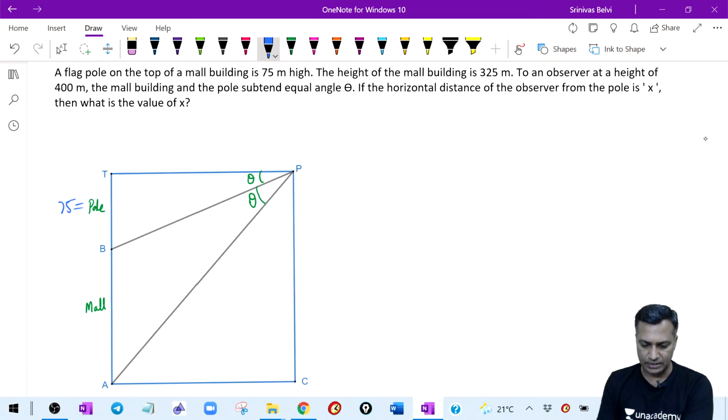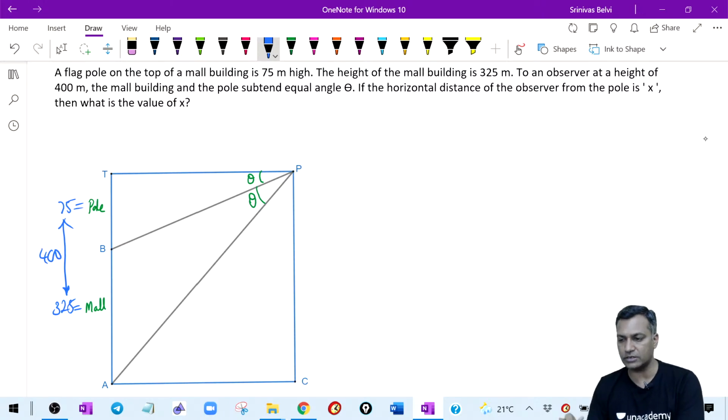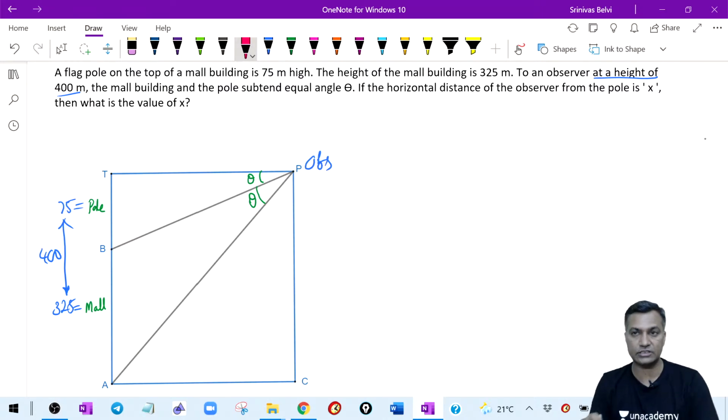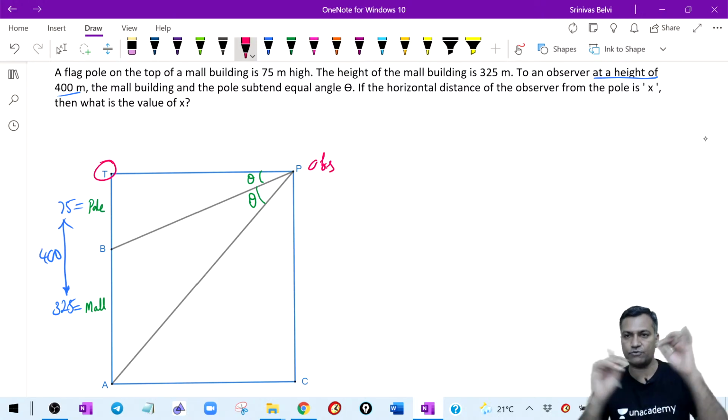What is the mall height? The mall height is 325. Together it is 400 meters. The mall and the pole together are 400 meters. An observer at a height of 400 meters is at the same height, so the observer is here. The observer is right at that particular height of 400 meters.